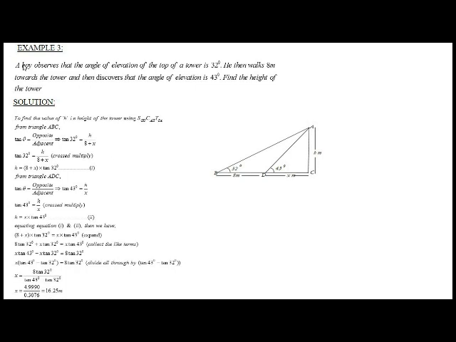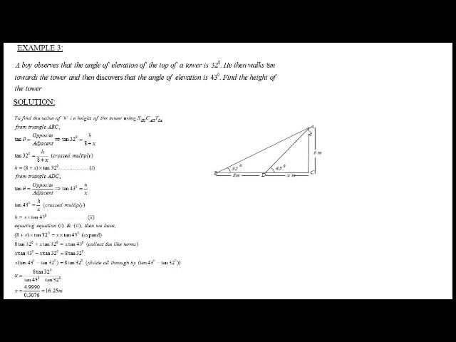The third example states that a boy observes that the angle of elevation of the top of a tower is 32 degrees. He then walks 8 meters towards the tower and then discovers that the angle of elevation is 43 degrees. Find the height of the tower. Look at the diagrammatic illustration here. The boy, I represent with B. The tower, I represent with what? Line AC.